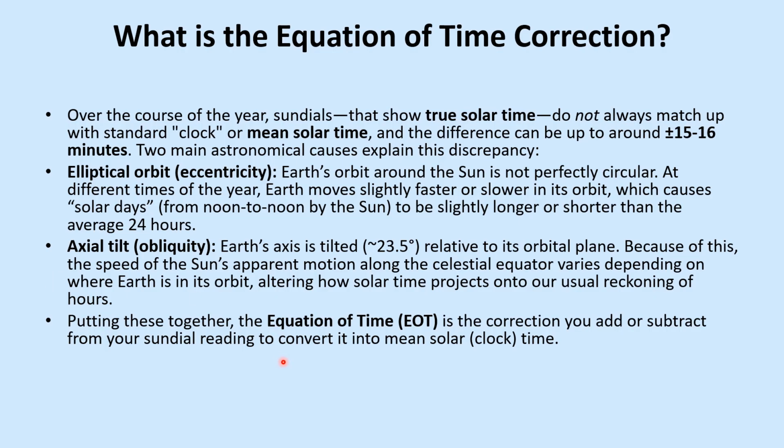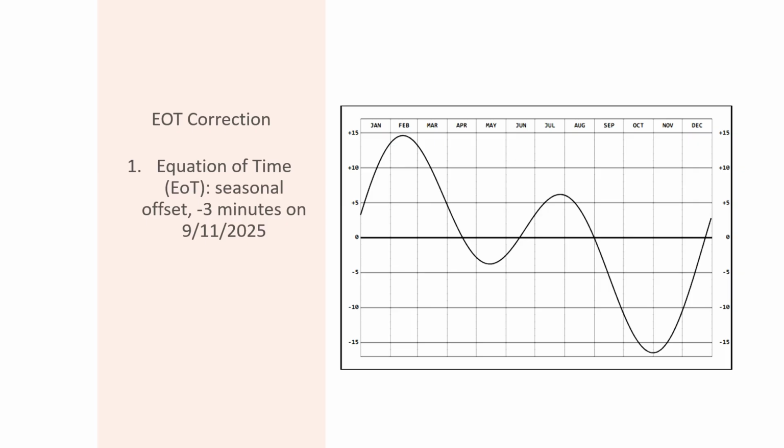This is an equation that tells you to add or subtract. And this is a handy graph that you'll see in a lot of places that goes by the month, and it tells you what to do, add or subtract. So in my case, I've got to subtract 3 minutes for September, about right here. It's a minus 3 minutes reading off the graph. So I've subtracted 3 minutes from my observations on the sundial. That's my first correction.